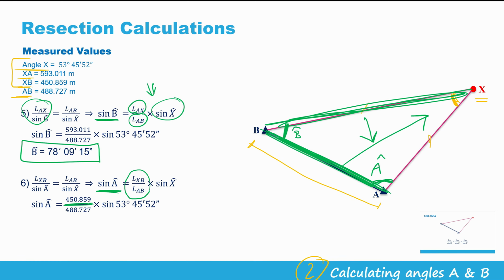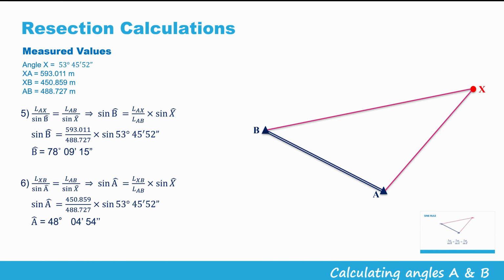We have all these values. We have the length of XB, which is from the measured values using the total station. The length of AB was calculated in the previous slide, and this is the measured angle X. And using the inverse sine, we can get the value of angle A. Now we have angle A as well. So now guys, we have all the angles of this triangle. We have angle X measured, and we have angles A and B calculated using the sine rule.